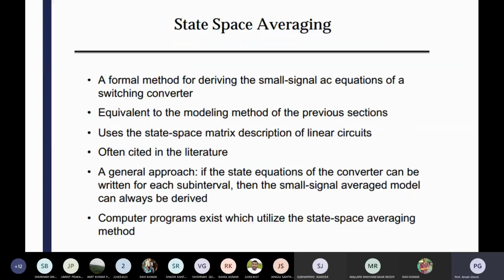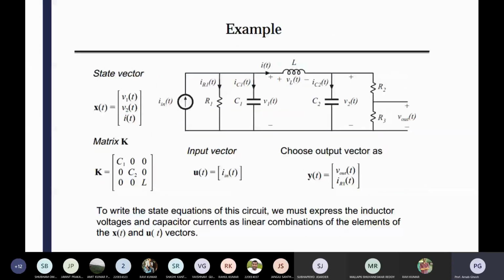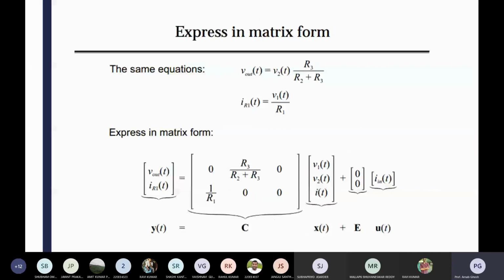Then some state space averaging. What you have discussed, what you have understood here, that's the main motivation. I think I have already discussed state space averaging, but some examples are still there that I am going to discuss.